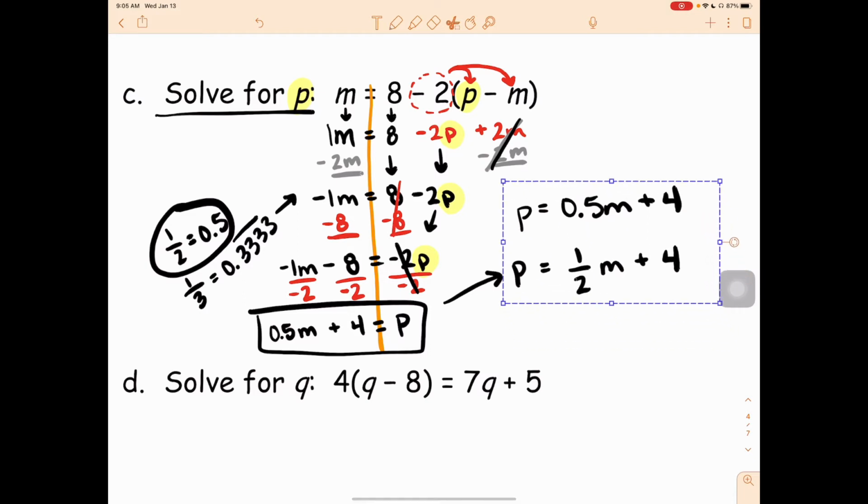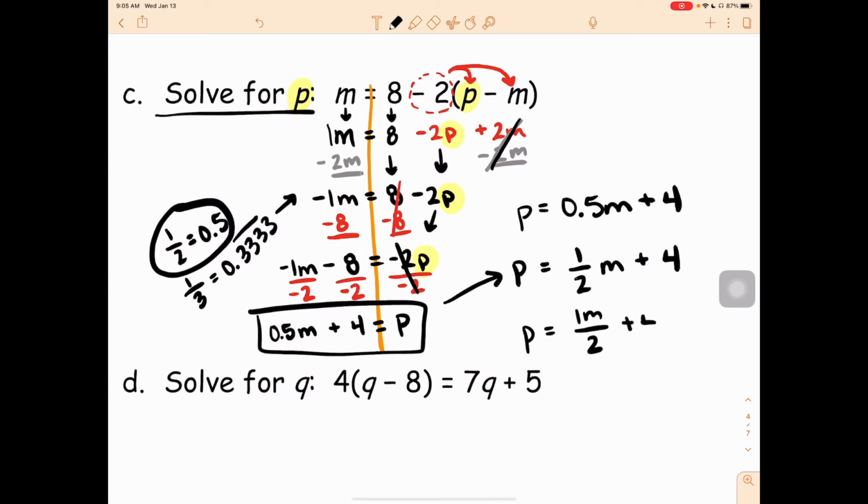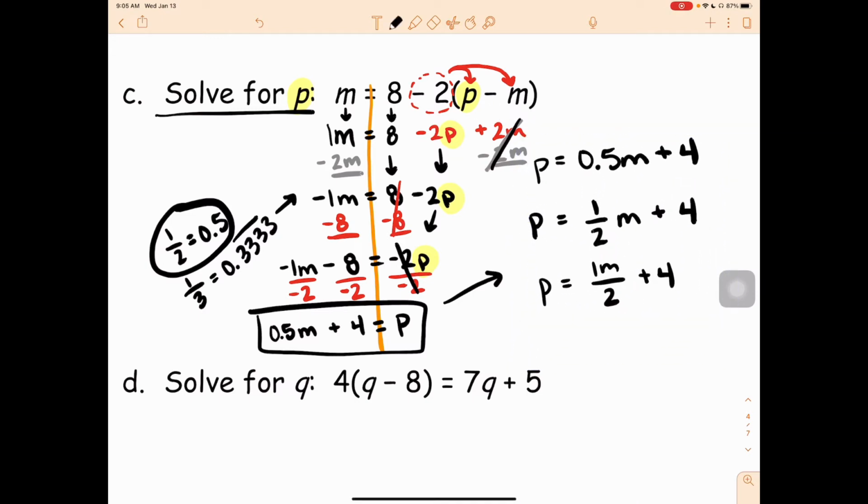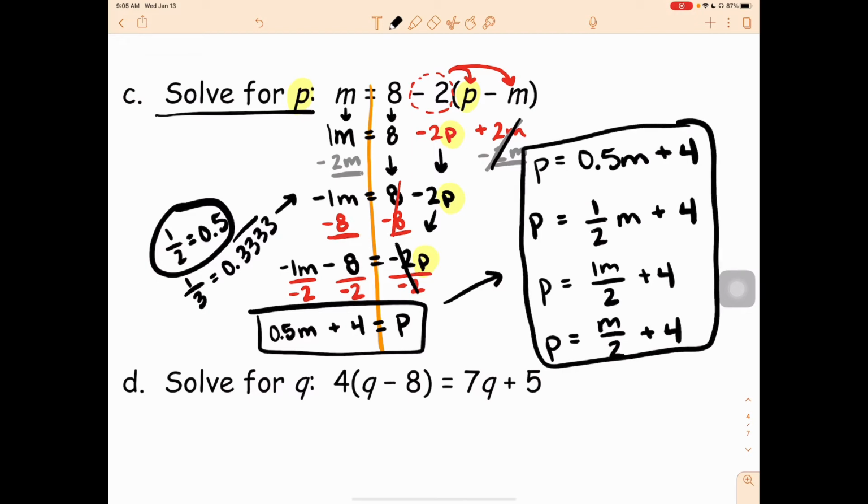And just like earlier, whenever you have a fraction in front of a variable, that variable could go up top with the numerator. This could be 1m over 2 plus 4, which is what we did in the previous problem. We just wrote this as the variable over the denominator, because if it's 1m, that's just m over 2 plus 4. So literally any of these is the correct answer. These are all equivalent equations here. They're the exact same. So you're good to go with whichever one of those you pick, okay?